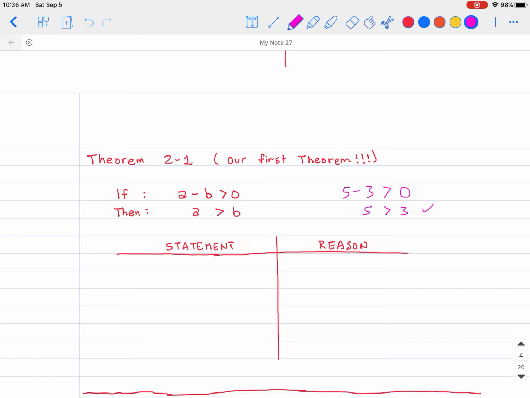And so, yeah, that's true. So it looks like the theorem works then. If you want to try different numbers, go ahead and by all means. But I think you can probably see how that works. So now, let's go ahead and prove this.